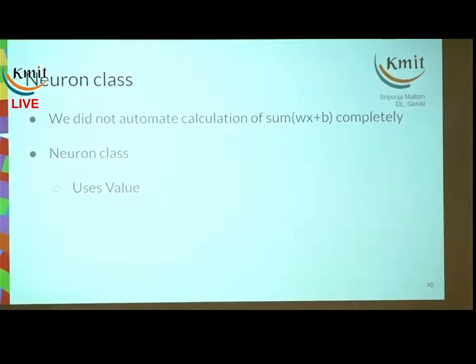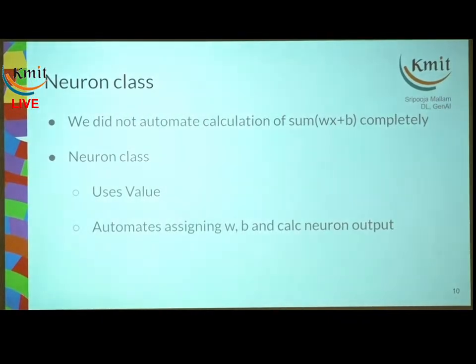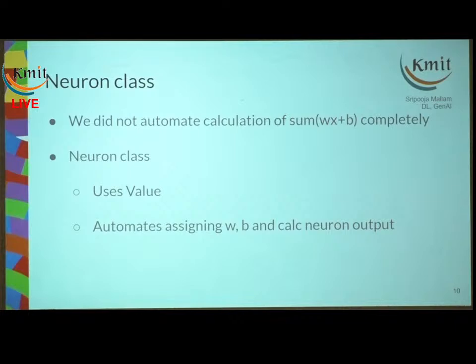So the neuron class uses the value class again, because we do the data initialization with the help of the value class, and we automate the assignment of weights and biases using the neuron class, and we also implement the forward pass. That is nothing but applying the activation function on the sum of all wx plus b's. So up to this point is the responsibility of the neuron class. Now this is like a pseudocode, or what my neuron class should look like.